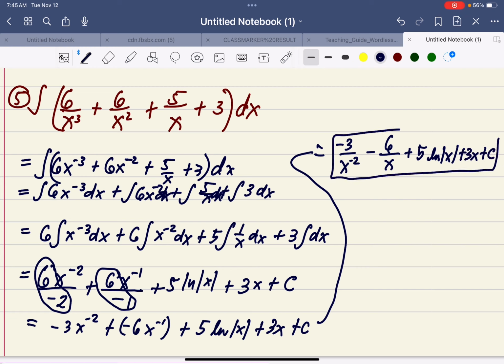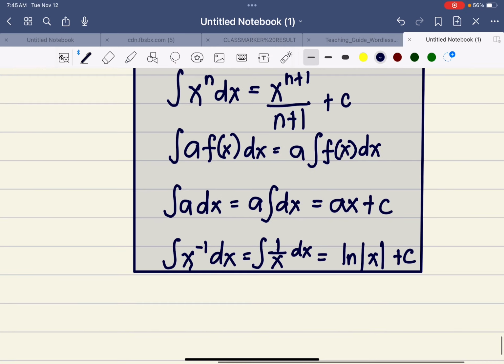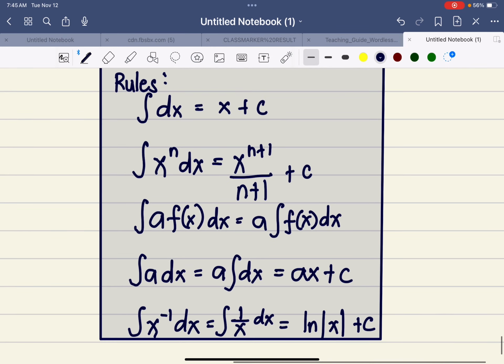Okay, that's the answer. So that's the way how you are going to find the antiderivatives of polynomial function using these rules. So I hope you understand.